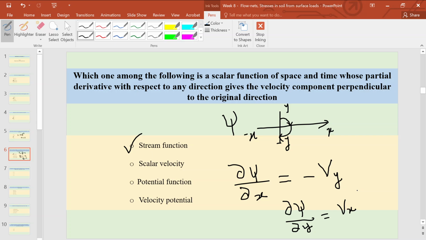So yes, a scalar function of space and time whose partial derivative with respect to any direction gives the velocity component perpendicular to the original direction is called a stream function. Of course, these kinds of numericals on stream function and velocity potential don't generally gel with the problem of seepage analysis in soil mechanics, but in fluid mechanics, you will find problems with respect to these concepts.